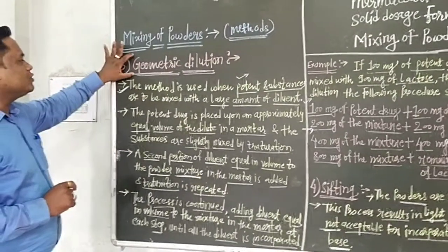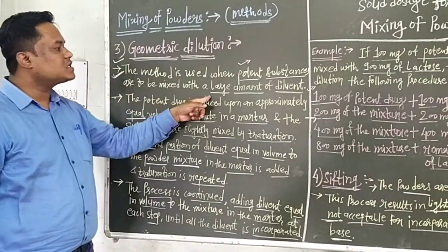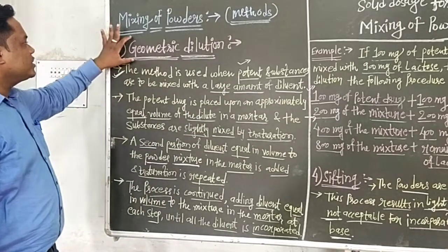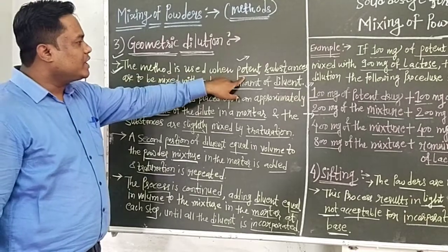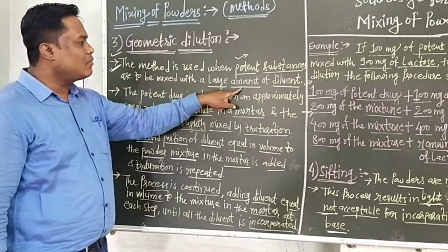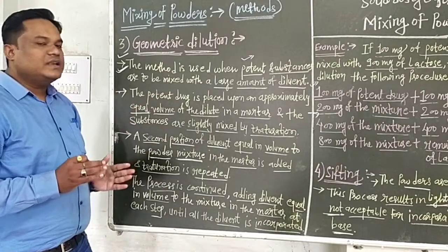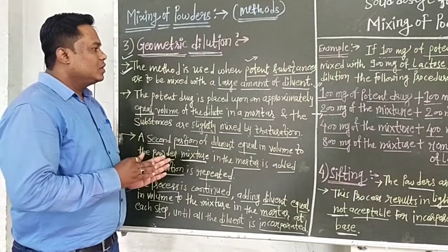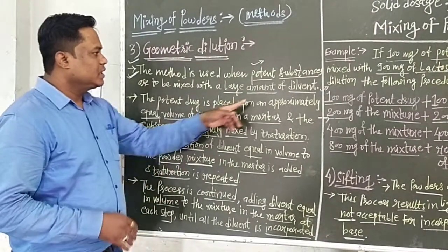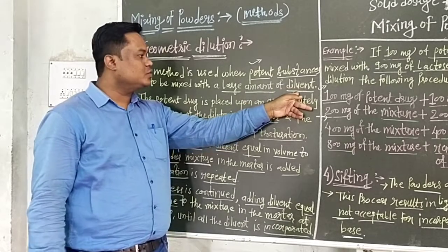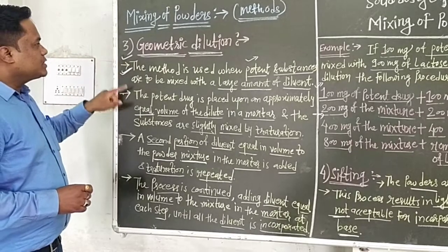What is the use of geometric dilution, and when is it used? The method is used when potent substances are to be mixed with a large amount of diluent. And what do you mean by diluent? Diluents are fillers that increase the weight of the powder or dosage form and ensure the uniformity of the doses. They are called diluents or fillers, and are used to increase the weight of the dosage form.